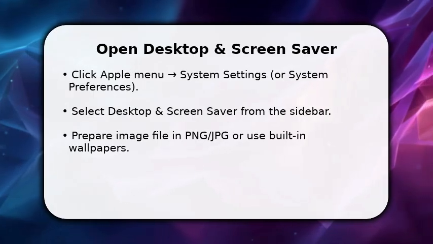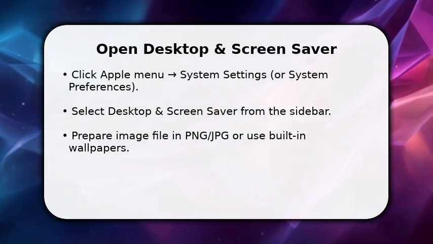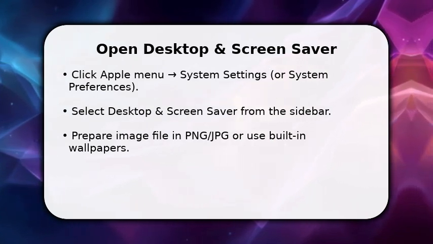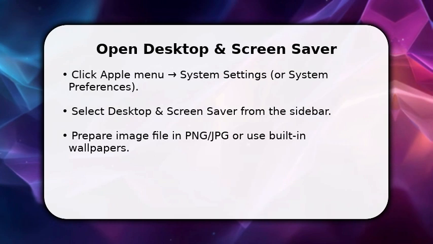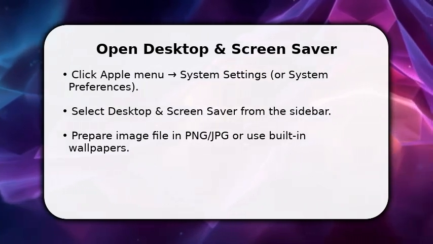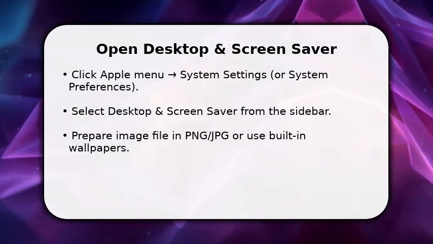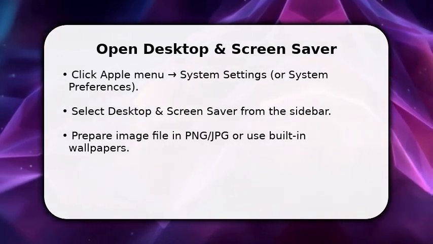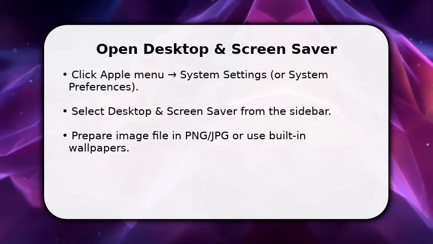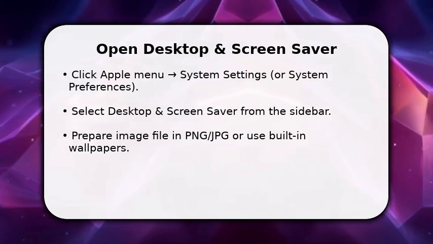You start by opening System Settings immediately. Click the Apple menu and choose System Settings or System Preferences on older macOS. Once there, pick Desktop and Screensaver from the sidebar so you can see current options. Make sure you have the image you want ready, either a PNG/JPG file in Finder or one of the built-in wallpapers. This first step establishes the target control panel and confirms your image source, so you can change the background without hunting for files later.